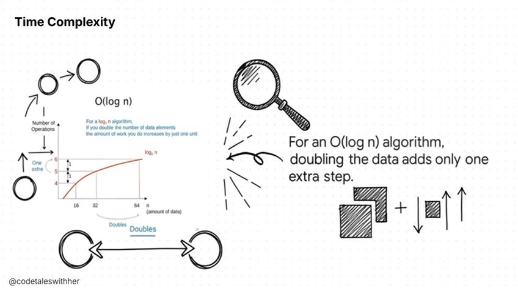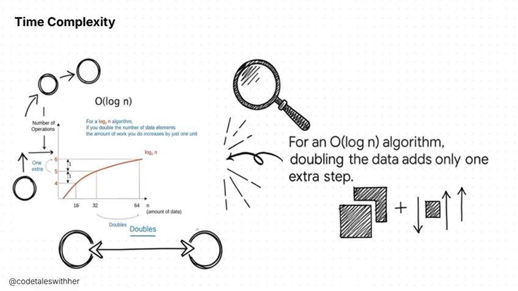In binary search, every step cuts the search space in half. First step, n elements. Second step, n/2. Third step, n/4. Fourth step, n/8, and so on. This keeps happening until only one element is left. Mathematically, n/2^k equals 1, which means k equals log n. So the number of steps, or comparisons, grows as log n, not n.